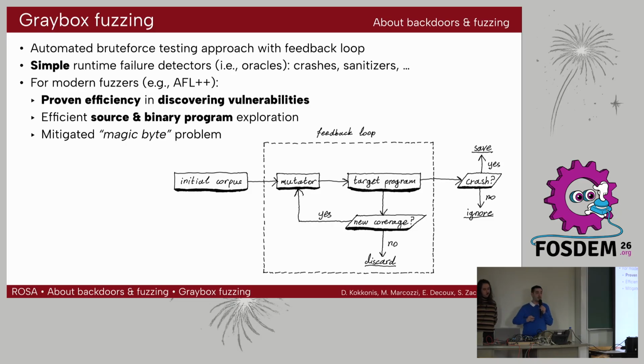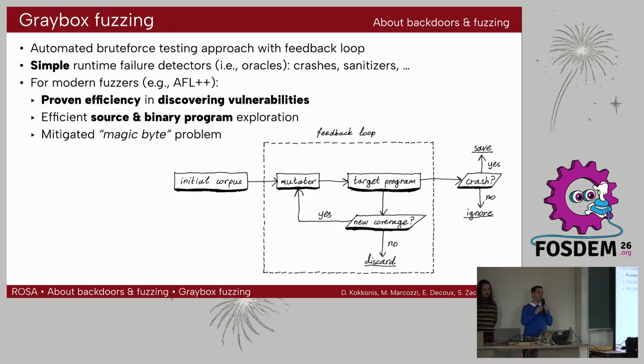It's become quite popular for a few reasons. First, they have a good track record of finding CVEs in many different kinds of code. They are efficient for exploring different sorts of programs, including source or binary-only programs. And they've mitigated what in the community we call the magic byte problem.